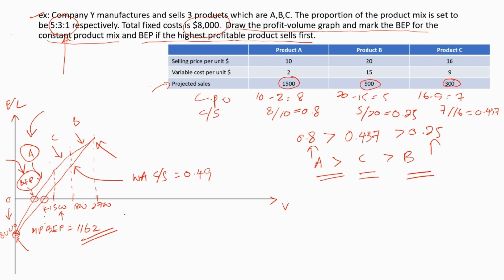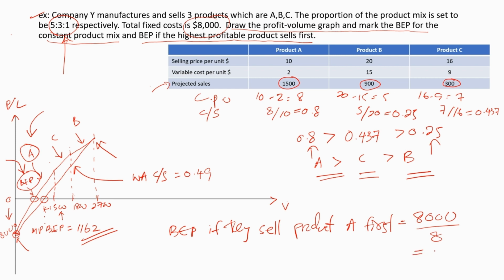Let's calculate that value. So the break-even point if they sell product A first. So this is equal to total fixed cost, which is 8,000, divided by contribution per unit for product A, which is equal to 8. So the break even point is equal to 1000 units for product A, which is also correct because this will be 1000, and this is located to the left side of the 1162 value.